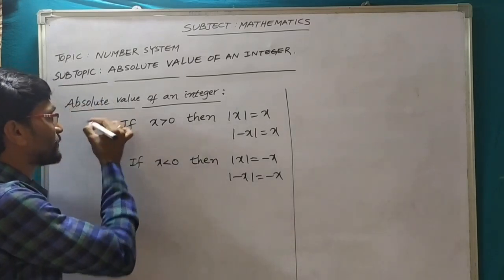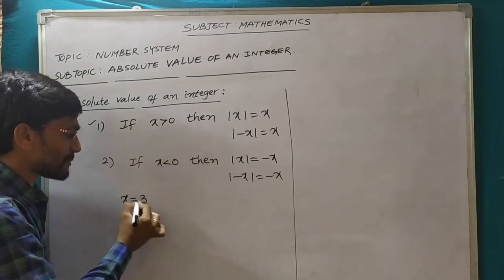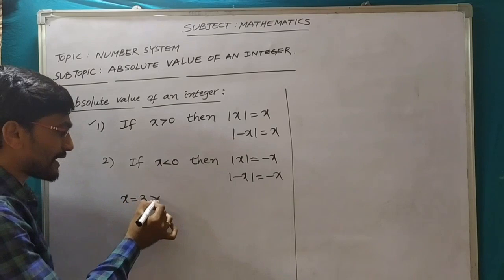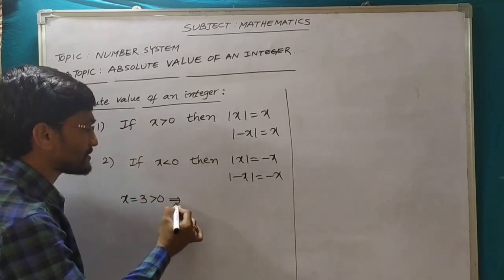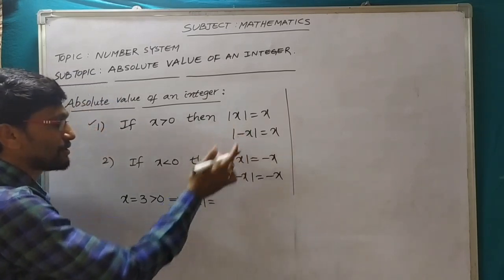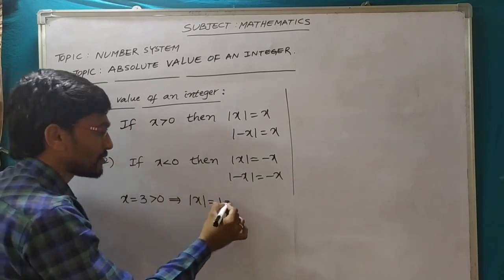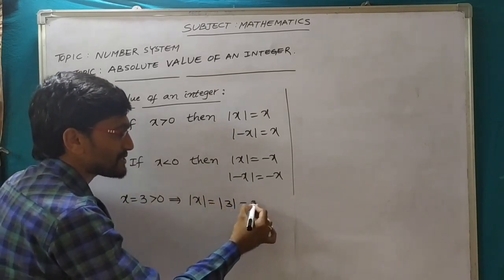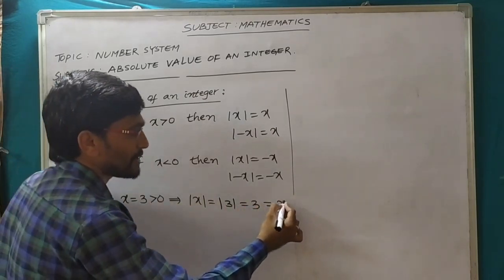Let us consider the first one, x greater than 0. I consider x is equal to some 3, which is greater than 0. X equal to 3 is greater than 0. This implies modulus x is equal to modulus 3, and modulus 3 is nothing but 3. 3 is what? 3 is nothing but x.